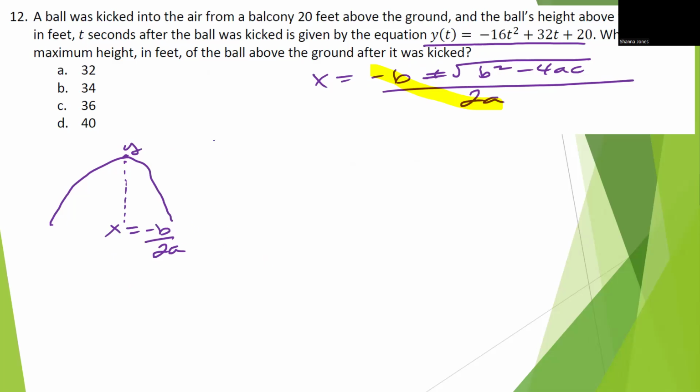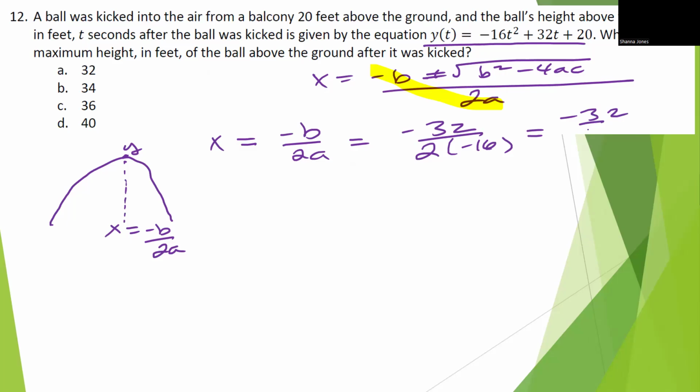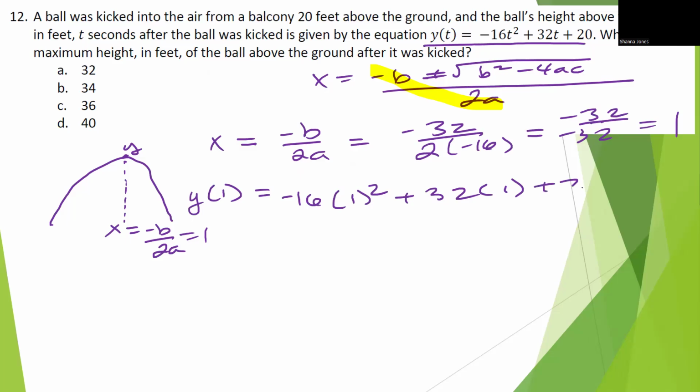So the first thing we're going to do is solve for our x. Your x, again, is your negative b divided by 2a. What is our b? 32. So we have negative 32 divided by, and what is our a? Negative 16. So that gives us negative 32 divided by negative 32, which just equals 1. So now we know that our x is 1. If I know the x, can I solve for the y? Yes. So we're going to find y at 1. Y at 1 means everywhere that there's a t, I'm plugging in a 1. So we have negative 16 times 1 squared, plus 32 times 1, plus 20.